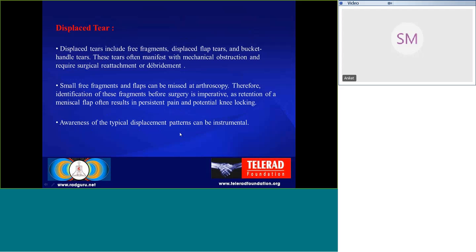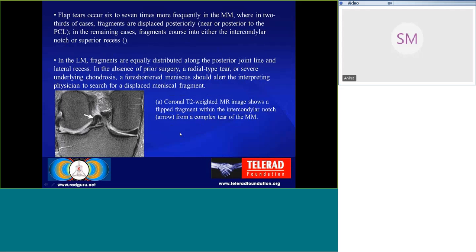Okay, and awareness of the typical pattern of displacement is helpful. These flap tears occur 6 to 7 times more frequently in the medial meniscus, where in 2/3 of the cases the fragments are displaced posteriorly or medially in the intercondylar notch region or superior recess. In the lateral meniscus, the fragments are equally distributed along the posterior joint line and lateral recess.